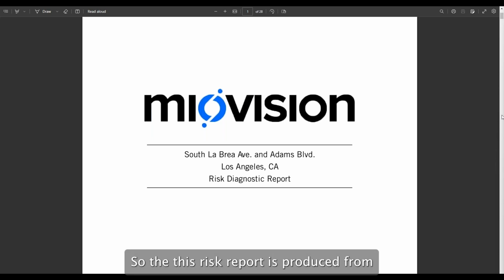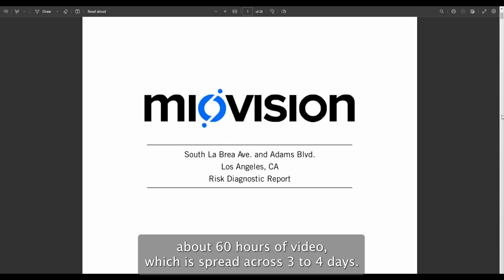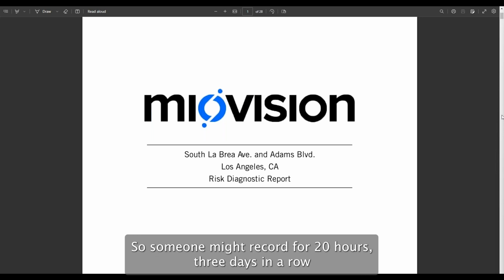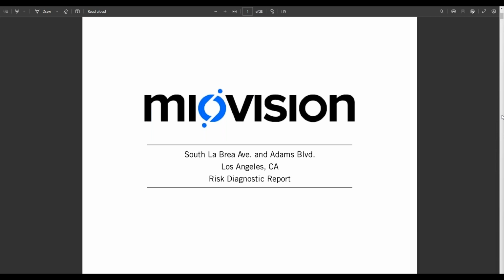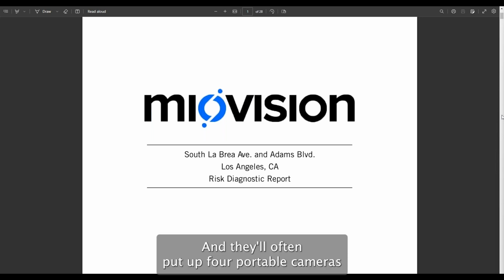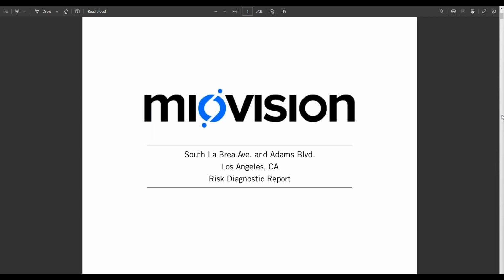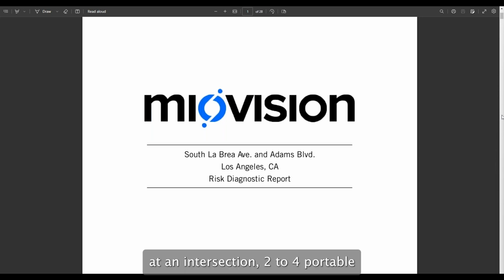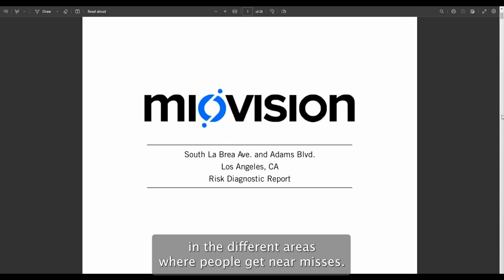Sure. So this risk report is produced from about 60 hours of video, which is spread across 3 to 4 days. So someone might record for 20 hours, 3 days in a row, or 15 hours, 4 days in a row. And they'll often put up 2 to 4 portable cameras at an intersection and record those. That just covers the different angles and the different areas where people can get in near misses.